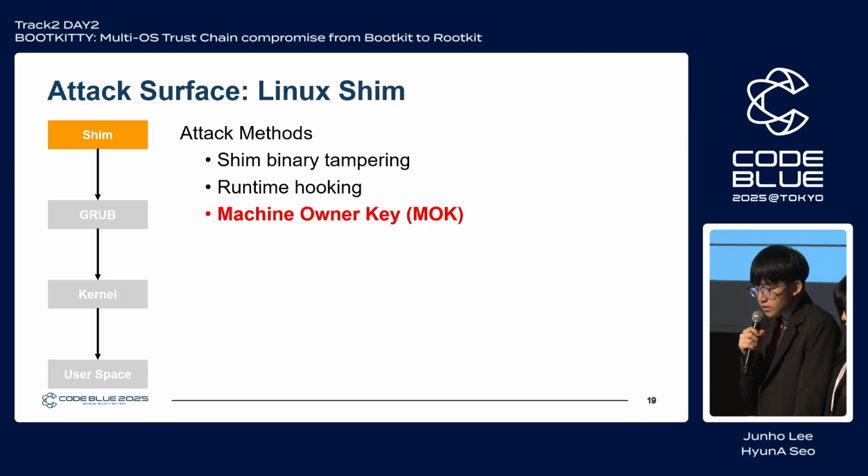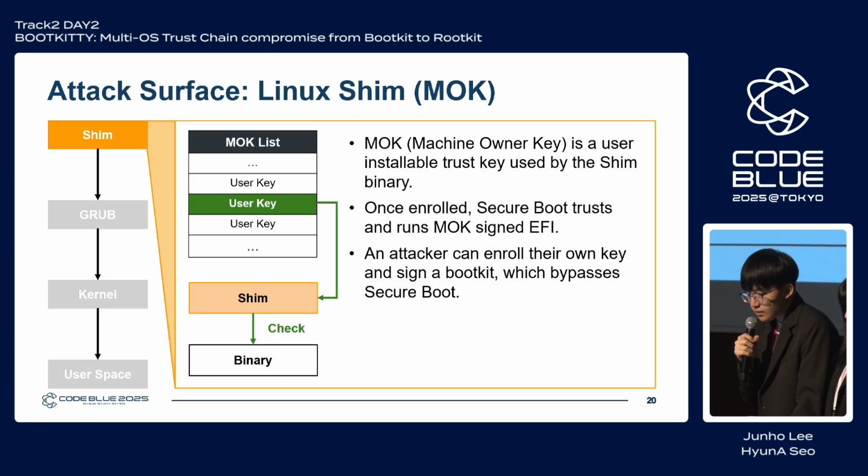In this process, the key part to focus on is the unique authentication mechanism within shim, the Machine Owner Key system. Machine Owner Key is an authentication mechanism used in shim. When a user registers their own key in the system, any binary signed with that key is accepted by secure boot as a trusted binary and allowed to execute.